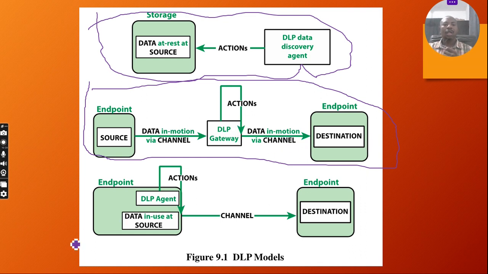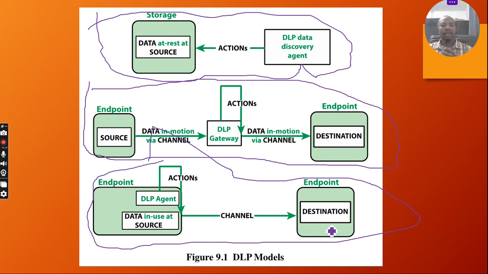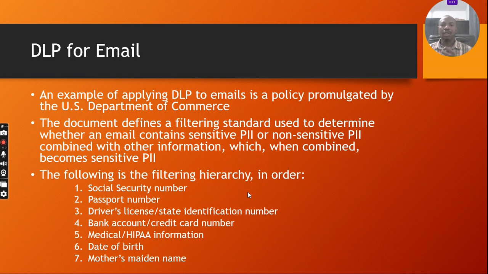Then we have the third state of data, just like we have three states of matter, like I said earlier on. The third state of data is the data in use. For the data in use, we have the endpoint on both ends as well. So we have the data either being viewed, downloaded, uploaded, and so on and so forth through a channel. So this is called figure 9.1, which is the data loss protection models. Okay, now let's move on to the next one quickly.